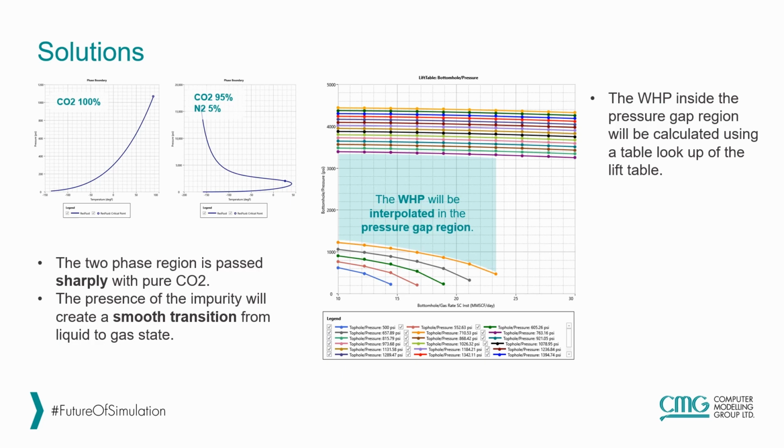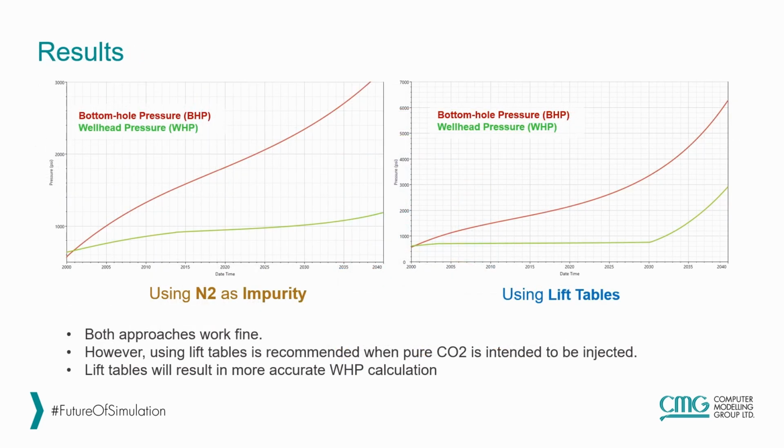We tried these two approaches on the model, and now we see that on the left hand side plot, again we see the wellhead pressure versus bottom hole pressure, and we see that the pressure gap is now filled and the well is operating along the two-phase region and eventually goes into the one-phase region. And the same case with the lift table. The main difference is that with the use of lift table, the wellhead pressure is almost constant because we're just interpolating in a small interval of wellhead pressures.